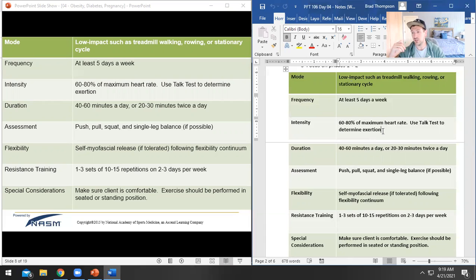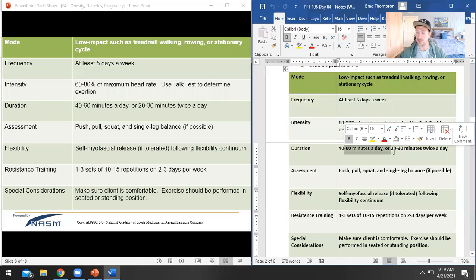We never really get into the full on talk test where they cannot speak, they are working as hard as they can. That's maximal intensity. That's probably going to be high impact, which is probably going to cause problems, so we're going to avoid that. Our duration is anywhere from 40 to 60 minutes a day. If they cannot do a full 40 to 60 minutes, we can focus on 20 to 30 minutes, broken into 2 different sessions.